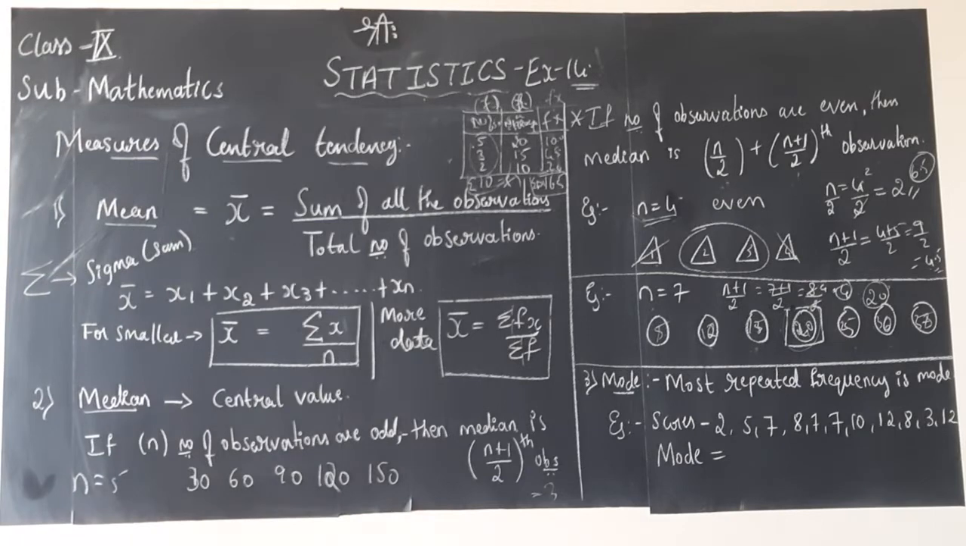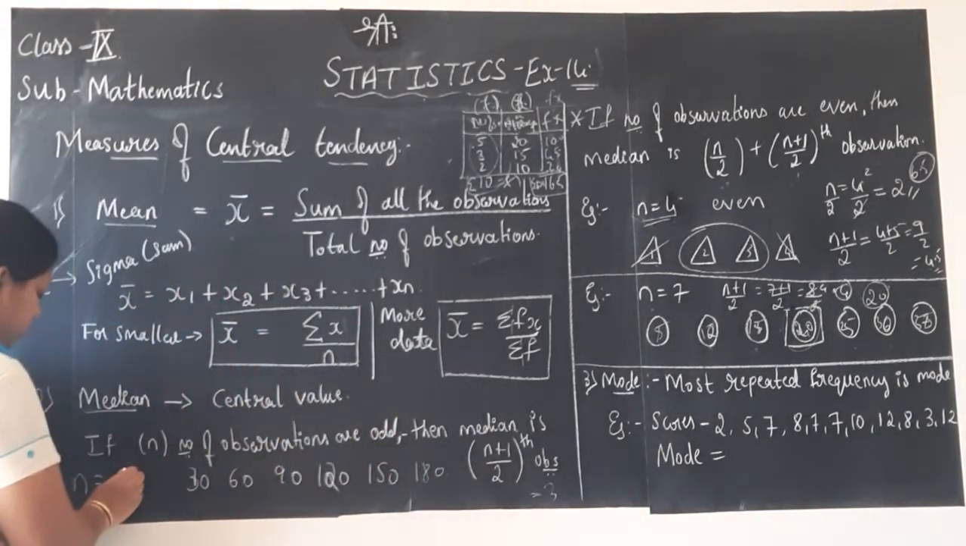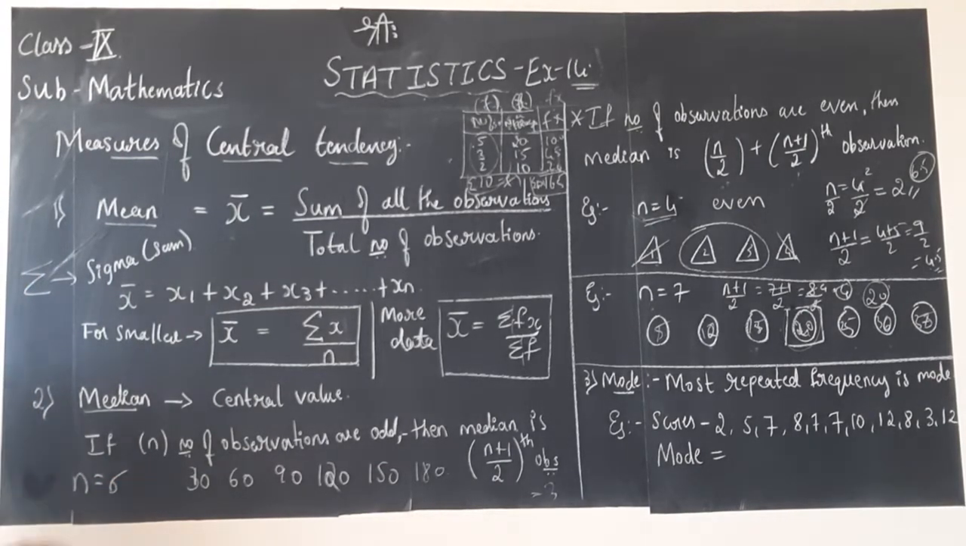So it is odd. No, I want to take even. I'm sorry, after 150 I will take 180. So we get n is equal to 6, which is even, children.